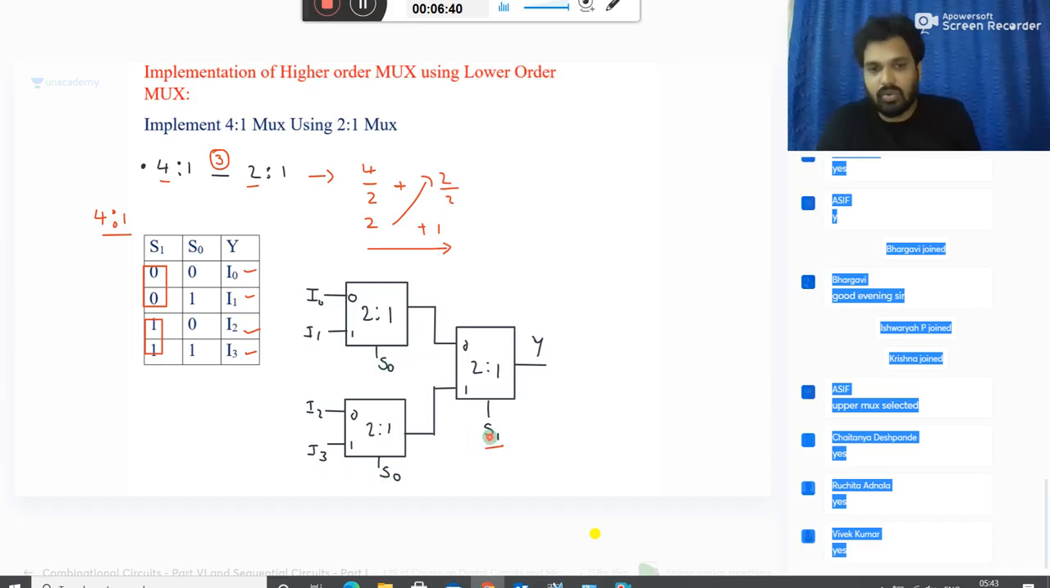S1 will decide whether to take from this or this. Similarly, when S1 is 1, it will select the bottom multiplexer, that is these two, I2 and I3. So let's take one example so that you will understand properly.